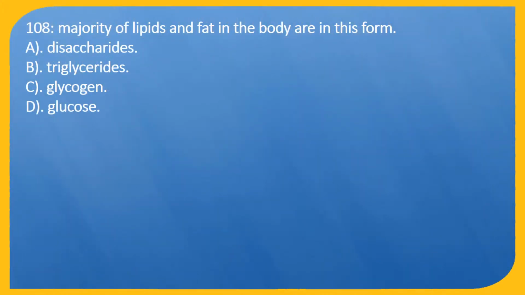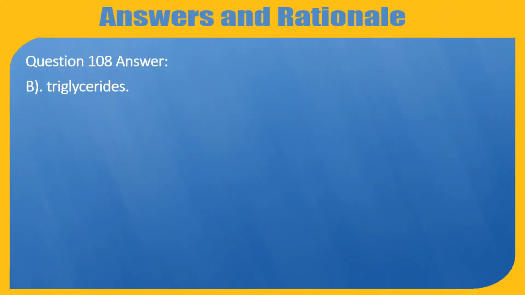Question 108. Majority of lipids and fat in the body are in this form. A. Disaccharides. B. Triglycerides. C. Glycogen. D. Glucose. Question 108 Answer, B. Triglycerides.